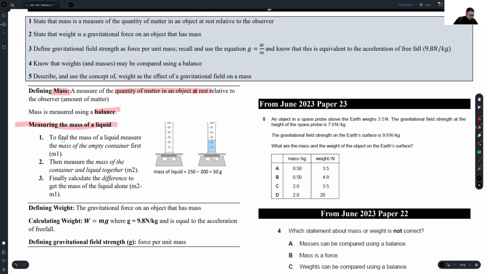Because the problem is, for example, I have a cup of tea here. I'm going to take a sip of tea. Oh yeah, that's a good cup of tea.